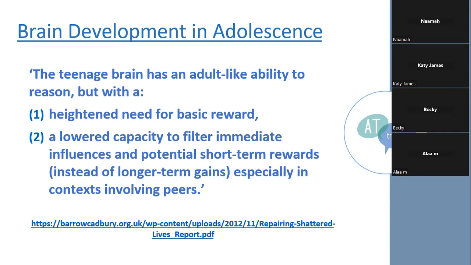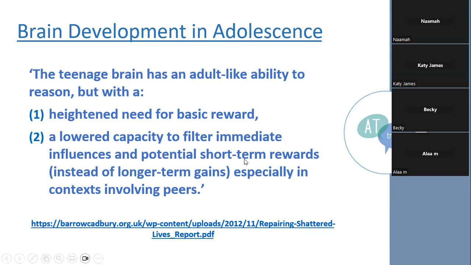Essentially, then, what this means is that the teenage brain has an adult-like ability to reason, but it has a heightened need for basic reward and a lowered capacity to filter immediate influences, potential short-term versus long-term gains and rewards, and especially in the context of peers.